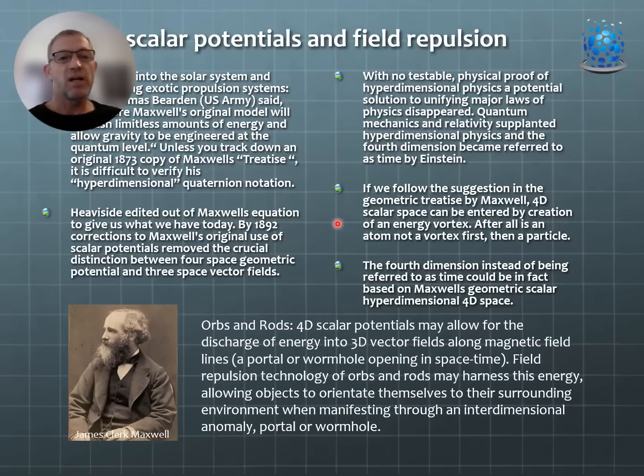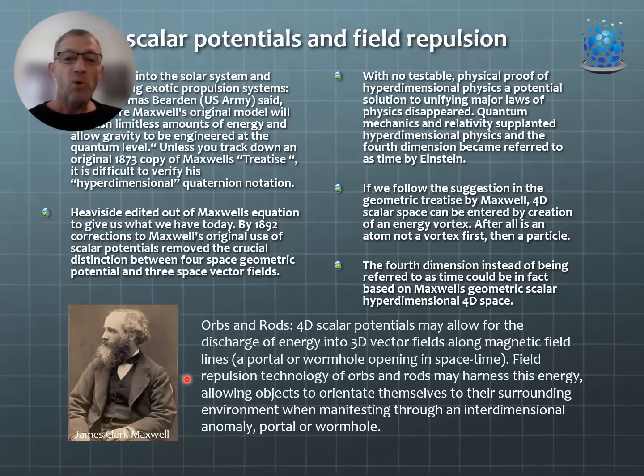So we talk about waves and particles, and the two-slit experiment, of course. So the fourth dimension, instead of being referred to as time, could in fact be based on Maxwell's geometric scalar hyperdimensional 4D space. Now, in terms of orbs and rods, what I've got here is that 4D scalar potentials may allow for the discharge of energy into 3D vector fields along magnetic field lines.